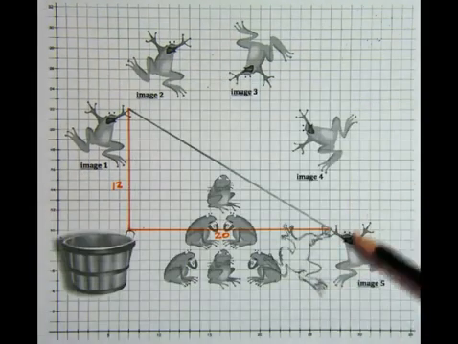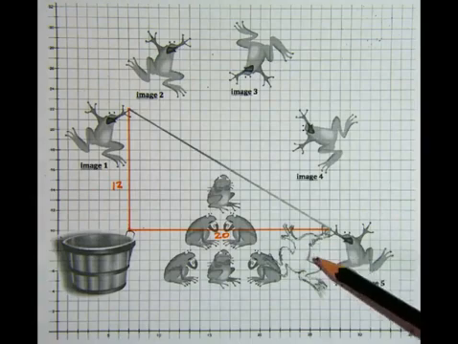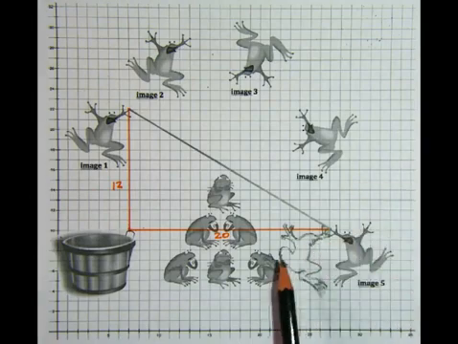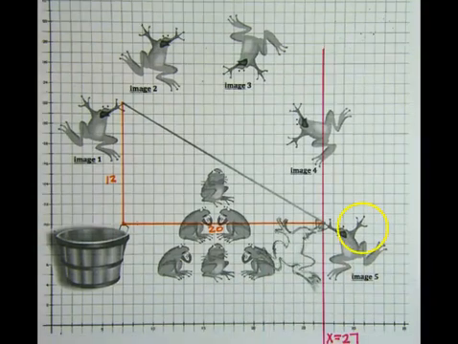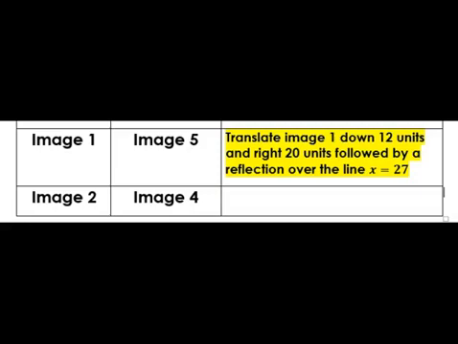The students then traced the figure onto the paper and recognized that a reflection over a vertical line would map the frog onto image 5. In the table, the students represented the composition or series of rigid motions as translate image 1 down 12 units and right 20 units, followed by a reflection over the line x equals 27.